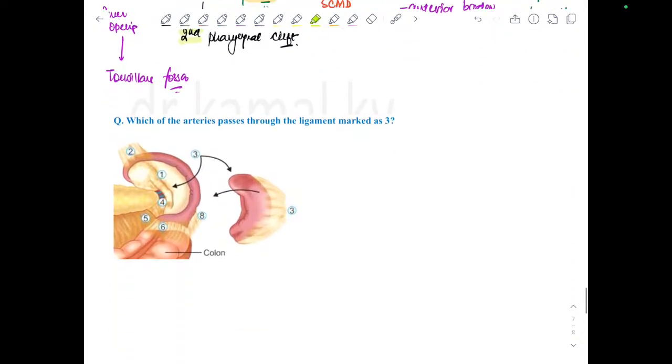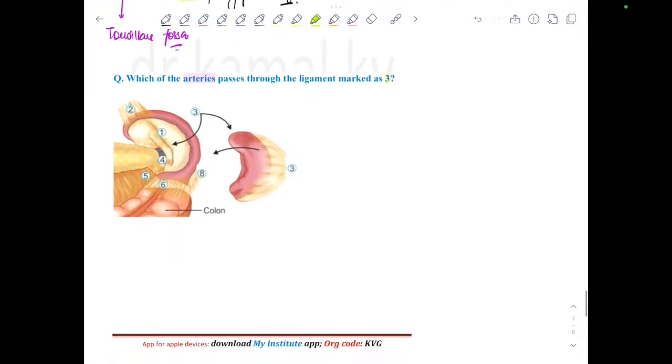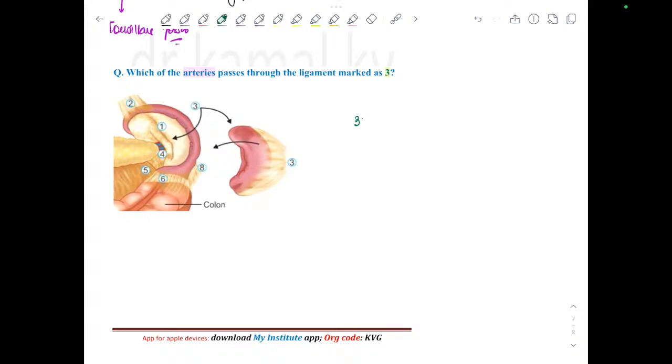Okay, chalo. Now again a little difficult question because it's an image-based question. We have to answer which artery passes through the ligament marked as number 3. Firstly you have to identify what is number 3. Now, number 3 ligament is connecting the spleen, okay, so you can see this is the spleen, right? So it is connecting the spleen with the kidney, and obviously which kidney, right or left? It will be left, because the spleen is on the left side.